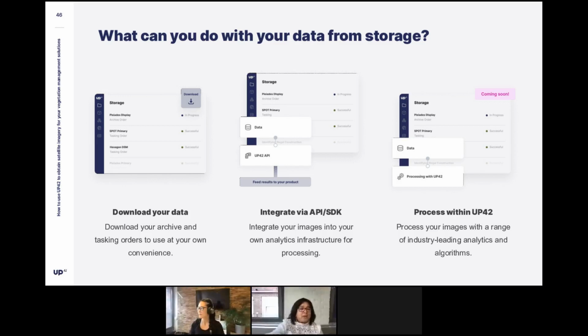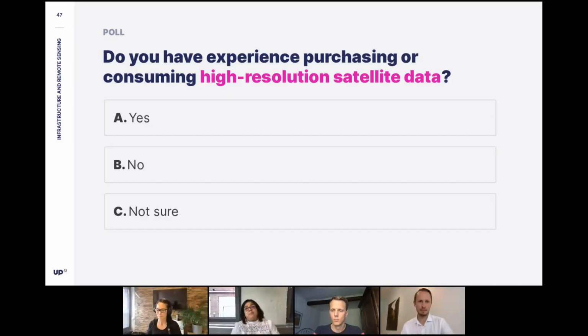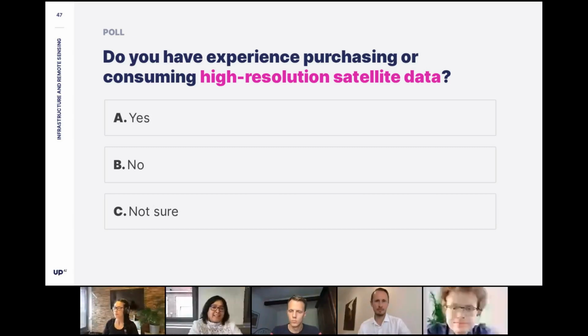And while we wait, let me share with you the last poll of today. Do you have experience processing or consuming high-resolution satellite data?